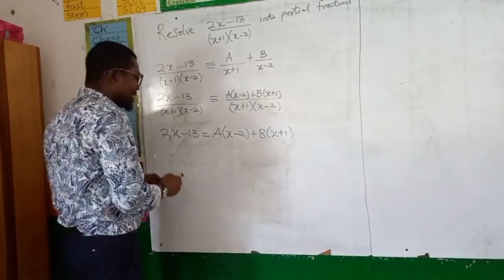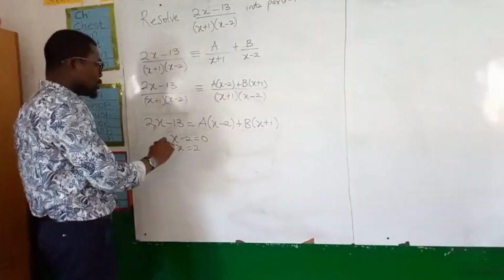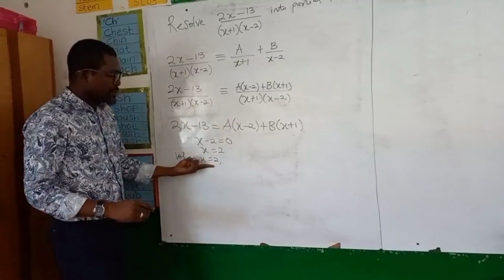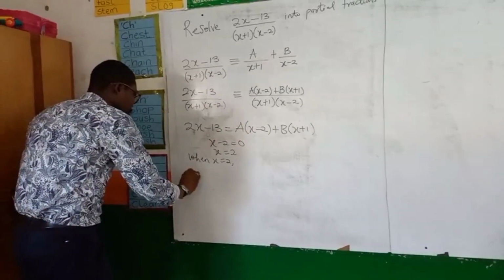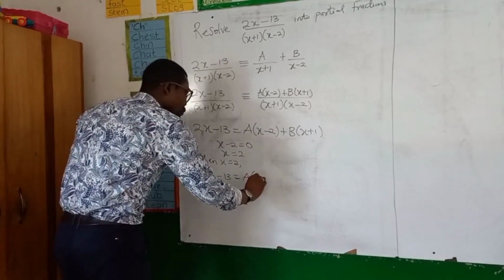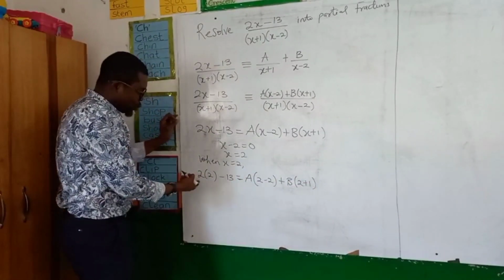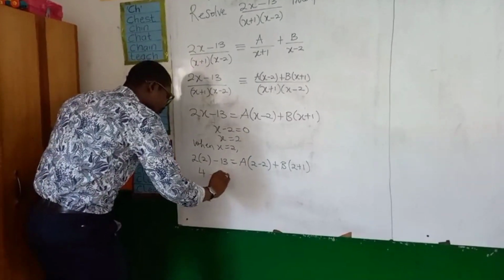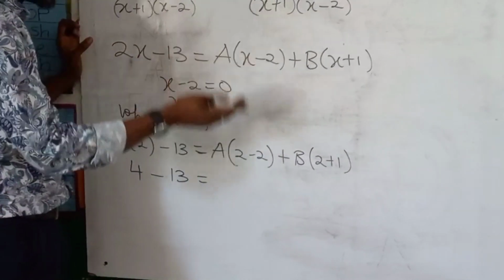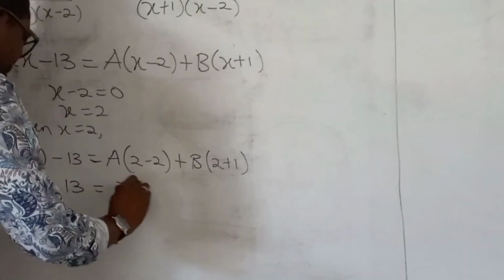And so I have x minus 2. So I have to say that if x minus 2 is equal to 0, then x is equal to 2. So when x is equal to 2, I'm going to substitute this into this expression. So this should give me 2 times 2 minus 13 is equal to a into bracket 2 minus 2 plus b into bracket 2 plus 1. Right, so 2 times 2 should give me 4 minus 13. And now 2 minus 2 is 0 times a, that should give me 0. So that eliminates a. Then I'll be left with 2 plus 1, which is 3, times b. And that should give me 3b.